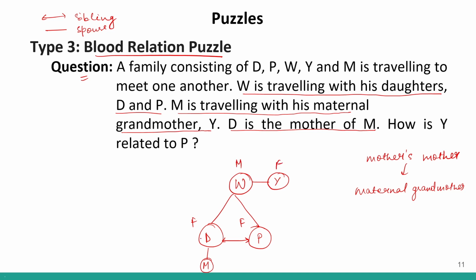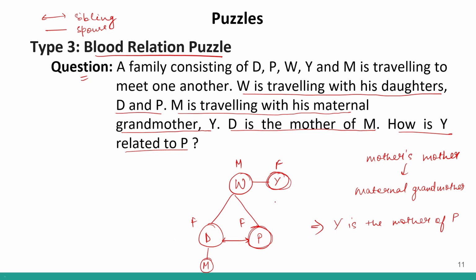W was the father of D, correct? And M, we do not know the gender of M. We have to find how Y is related to P. So Y is over here, P is over here. Y is simply the mother of P. Y will be the mother of P.